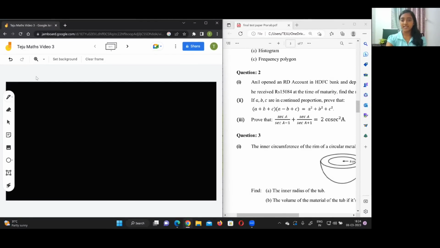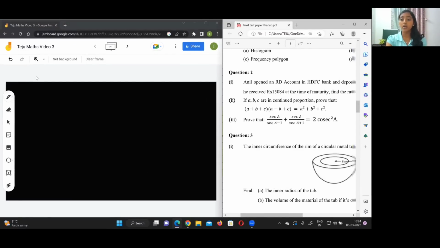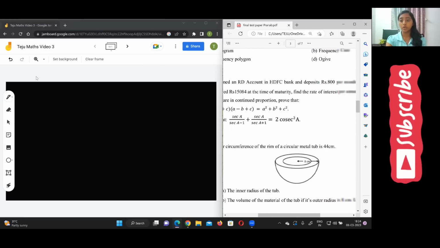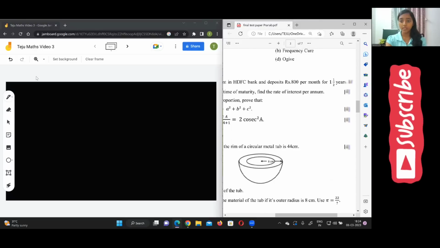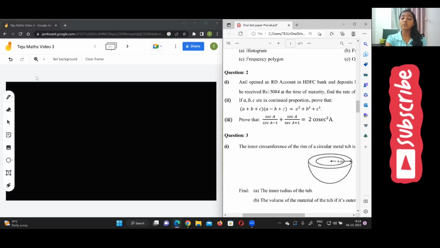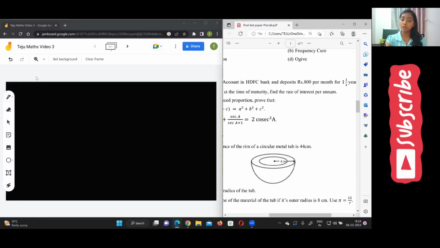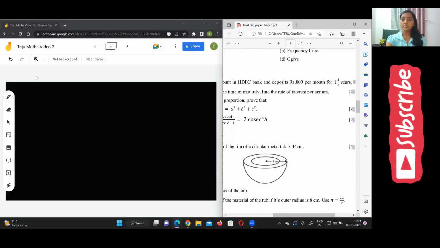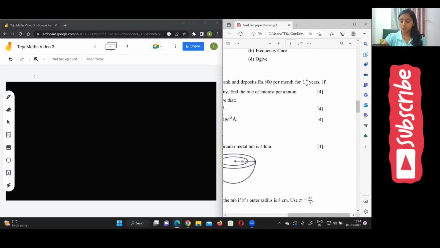Question 2, the first one says that Anil opened an RD account in HDFC Bank and deposits rupees 800 per month for 1.5 years. If he received 15,084 at the time of maturity, find the rate of interest per annum. So what is given in the question? Let us first write that down.